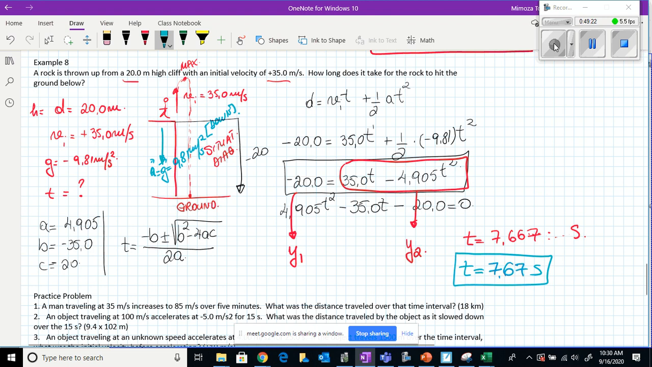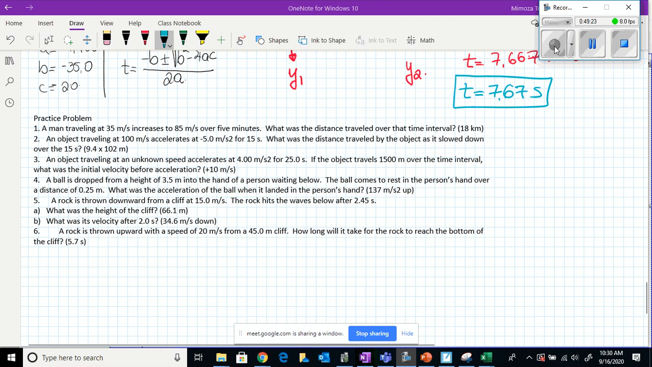Questions regarding this? Okay, so this concludes today's lesson. You can practice on those practice questions here, which, by the way, are posted on Google Classroom as well, and I will post this lesson as soon as we are done. But complete those practice questions here.